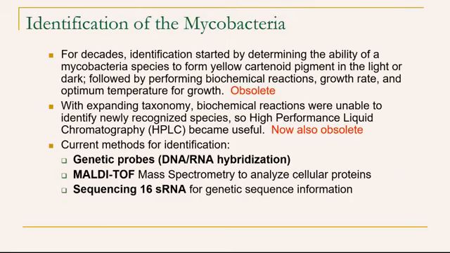Identification of the mycobacteria has certainly changed over the years. For decades, identification started by determining the ability of a mycobacteria species to form a yellow carotenoid pigment in the light or dark. This was then followed by a flowchart of the proper biochemical reactions, the growth rate, and optimal temperature for growth. This has become obsolete over the years due to the taxonomic changes in this genus.